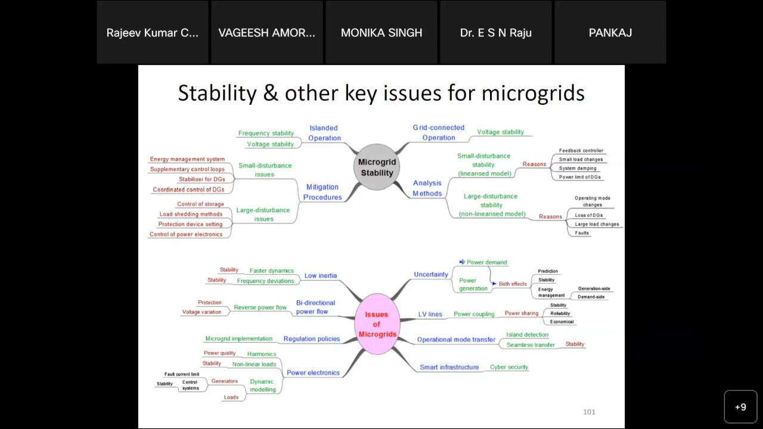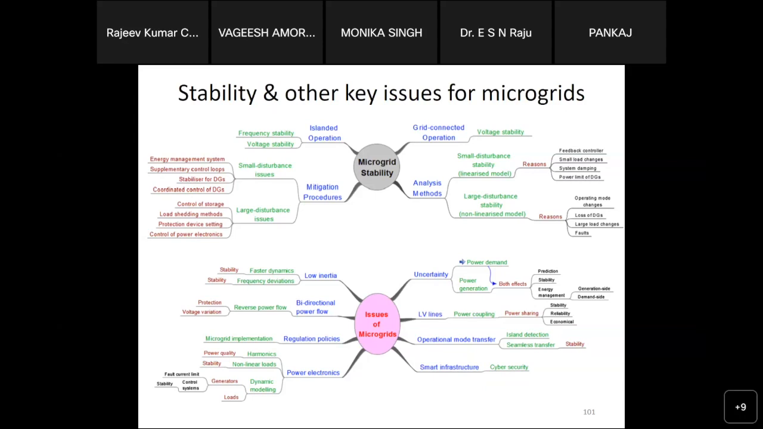And coming to the large signal stability, when we are taking the non-isolated microgrid, we may have different operating modes like islanding mode of operation and grid mode of operation. So when we are moving from one mode to another mode, we may have large signal disturbance and large stability problems. When there is some loss of the DCs, we will have a large difference between the power generation as well as the power demand. So that creates the large signal stability.